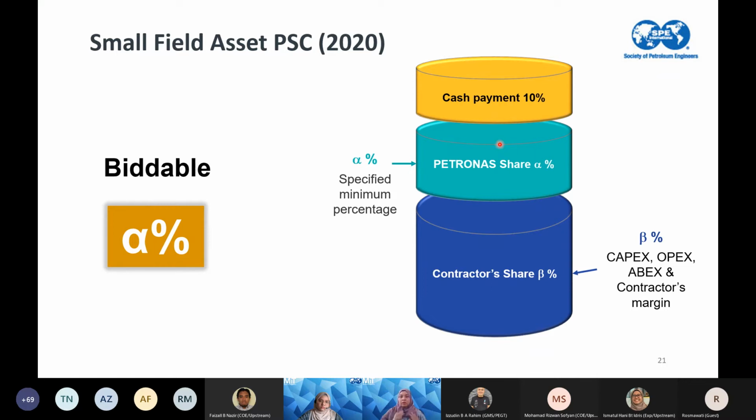Okay, there's no more cost recovery in SFA either. Okay. And again, the percentage that goes to Petronas as profit is biddable. So to make it competitive, the bigger the Petronas share, the more likely you are to win the bid technically.